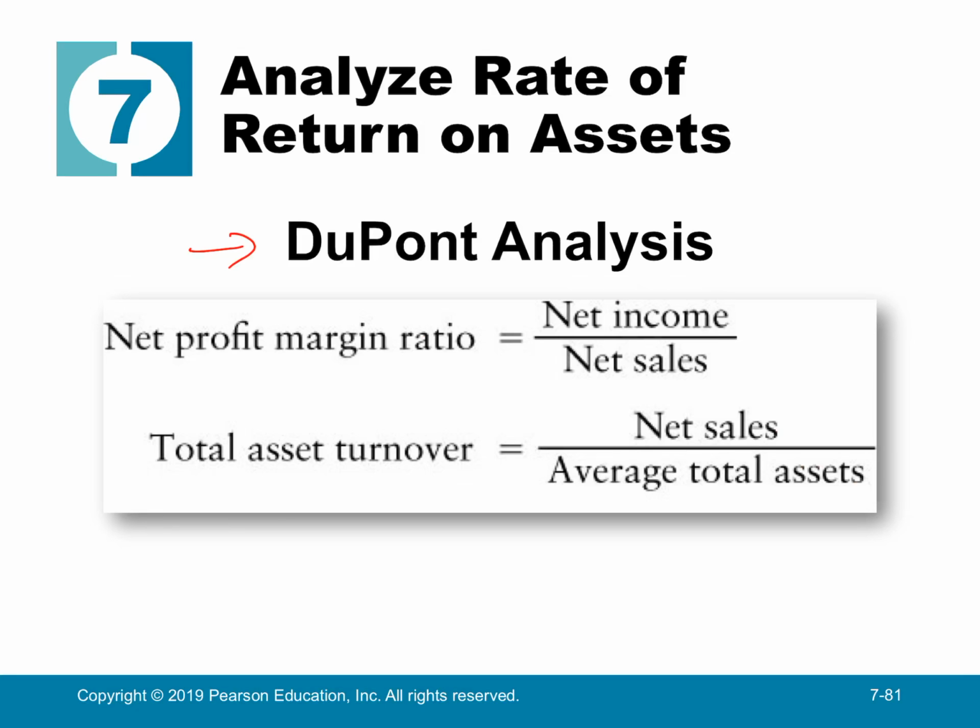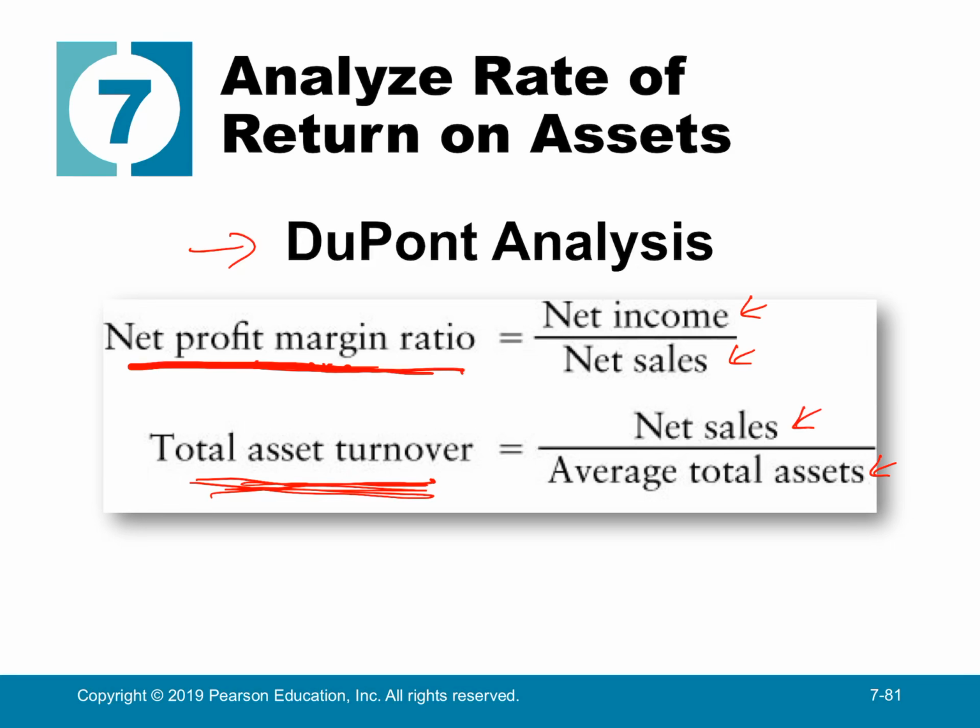There's this very well-known analysis called DuPont analysis. We need a few components to do this DuPont analysis. So let's look at it. We have this return on assets that we're trying to figure out. If we look at return on assets, we can actually break this into net profit margin ratio, which is net income over net sales, and total asset turnover. So basically, for every dollar of stuff that we sell, how much money do we get to keep? What is our net profit from that dollar? And how efficient are we with our asset use? So that's net sales over our average total assets.